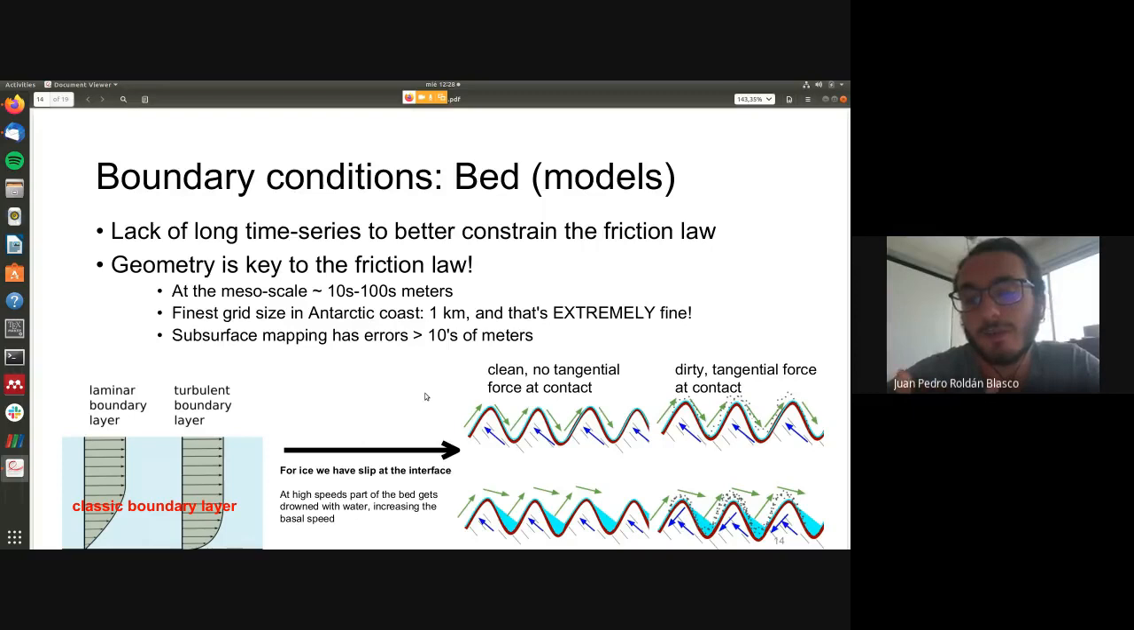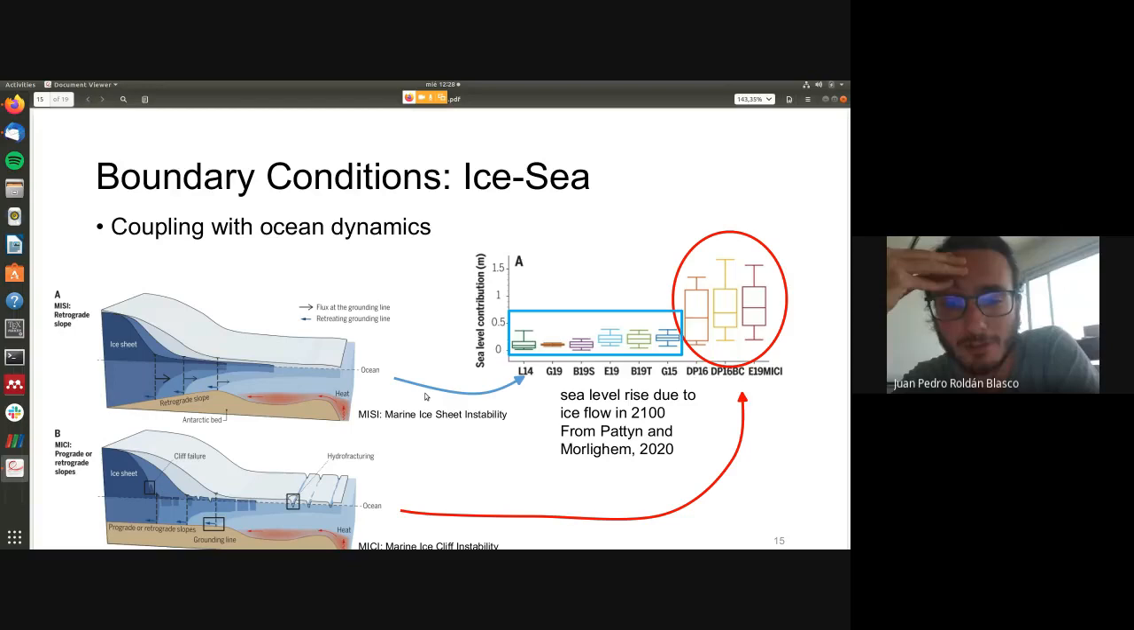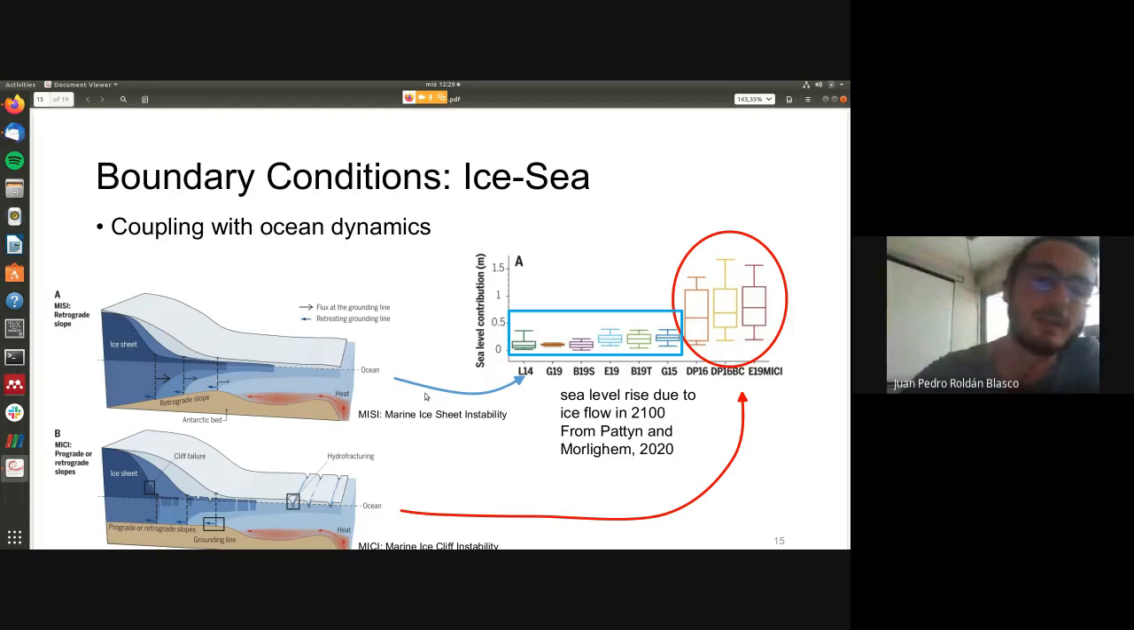And similar to that, we have another boundary condition that we apply in glacier modeling, in this case for ice caps, ice sheets and ice shelves, which is the interaction with the sea. And this is, I would say, one of the hottest topics right now. You see a lot of work being done, there are many projects, and there is a lot of room for improvement because this is a very complex model.